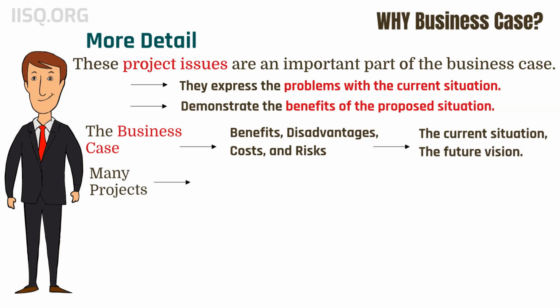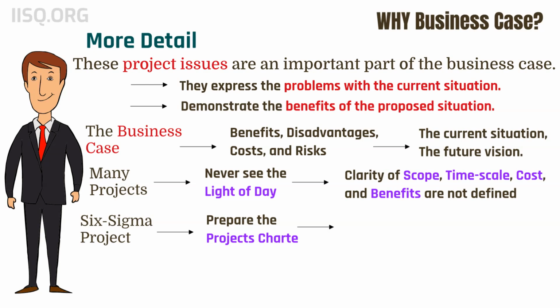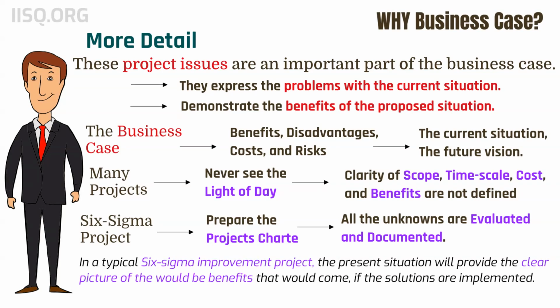Many projects start life as a walk in the fog, which is fine in itself, but never see the light of day, or stumble along aimlessly for too long because the clarity of scope, timescale, cost, and benefits are not defined adequately during the first stages of the project. In case of a Six Sigma project, we must prepare the project's charter in such a way that all the unknowns are evaluated and documented. In a typical Six Sigma improvement project, the present situation will provide the clear picture of the would-be benefits that would come if the solutions are implemented.